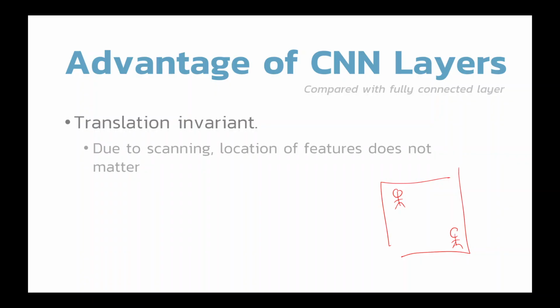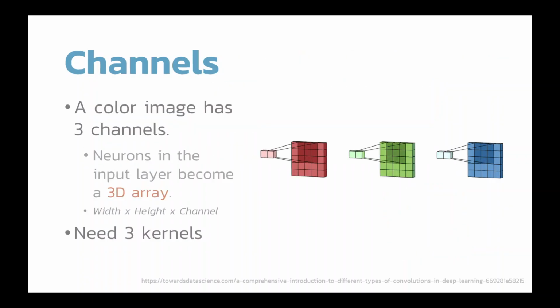So the model can recognize your objects no matter where they are, automatically, due to the convolution operations. Okay, so that's also pretty nice, right?